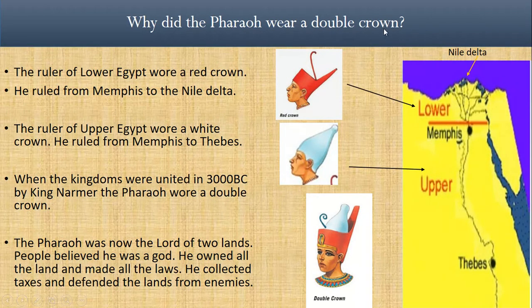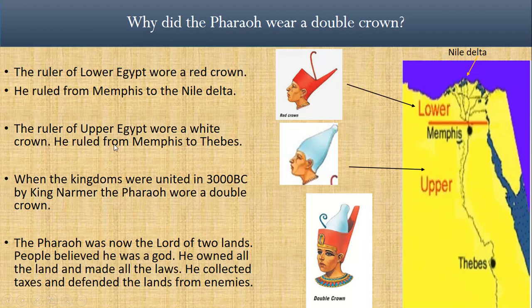Why did the Pharaoh wear a double crown? The ruler of Lower Egypt wore a red crown. He ruled from Memphis to the Nile Delta. So there's Memphis, and he ruled all around here. And this was called the Lower Egypt.